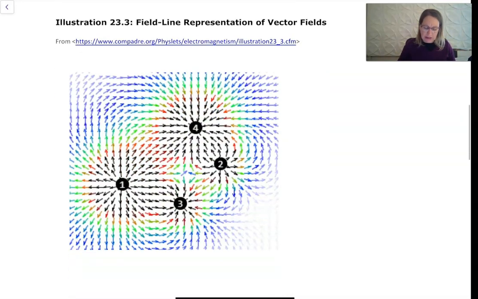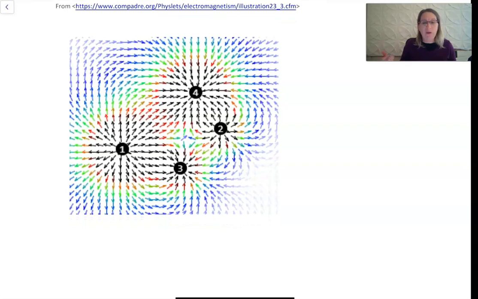And then finally, this is a more complicated system. We don't even know what these charges are. We can get the idea that 1 and 4 are stronger charges than 2 and 3. But if we look, then we can draw our field line diagrams. We can sort of, again, we're just connecting these little arrows. This is our vector field orientation. Notice that 4 must be negative.